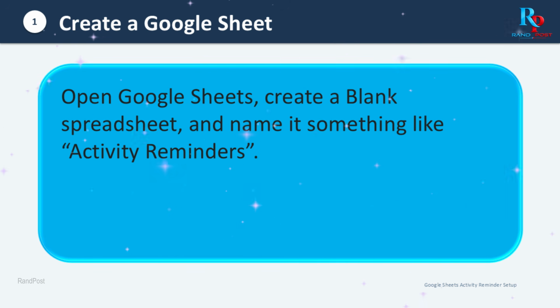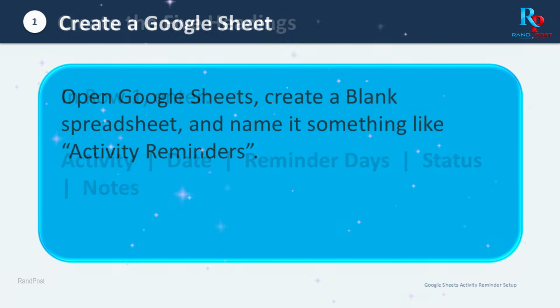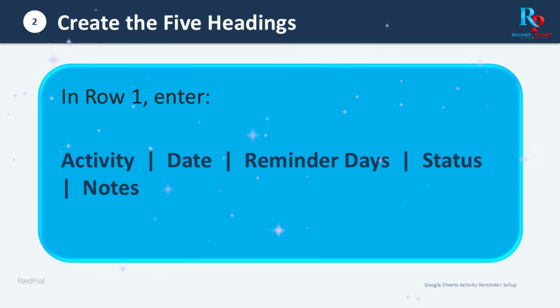Step 1. Create a Google Sheet. Open Google Sheets. Create a blank spreadsheet. Give it a name, e.g., Activity Reminders. Step 2. Create these 5 headings in row 1: Activity, Date, Reminder Days, Status, and Notes.